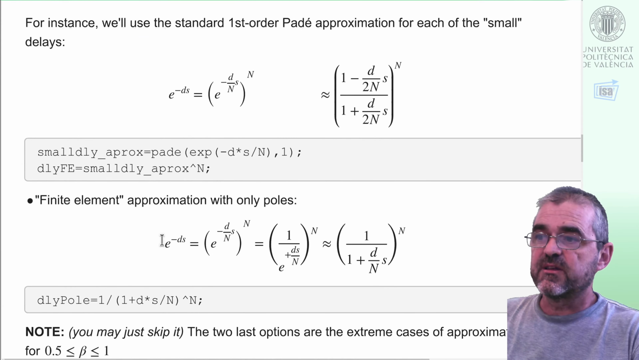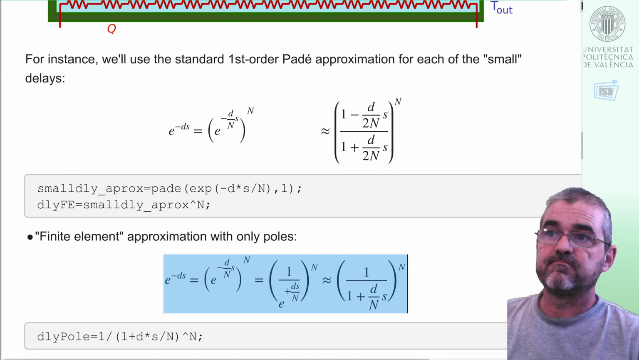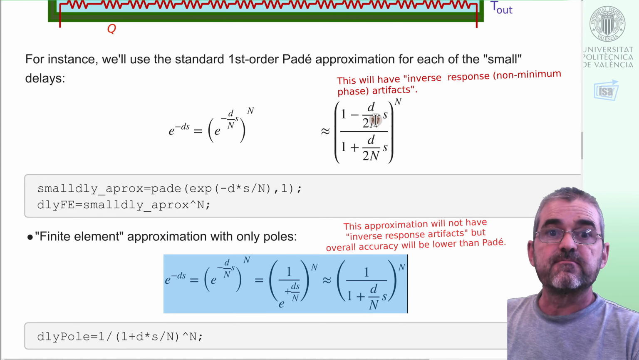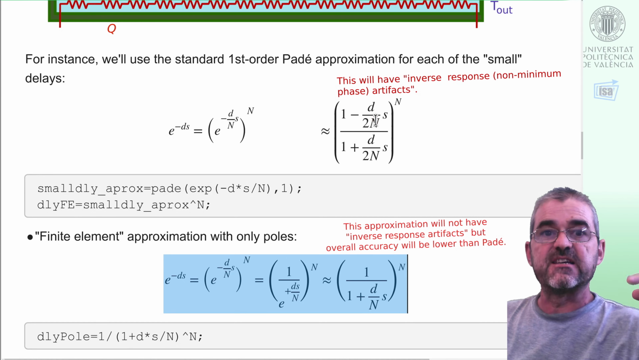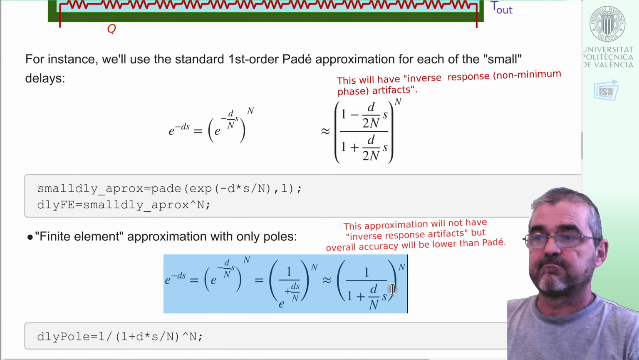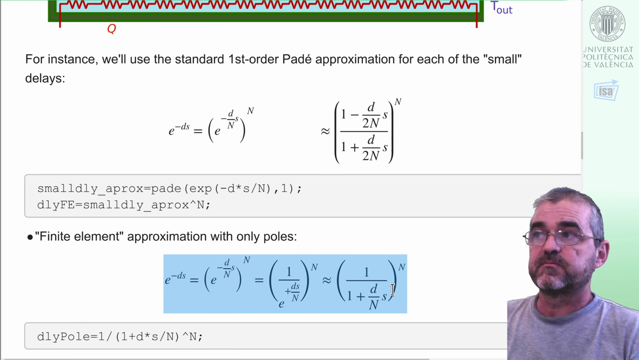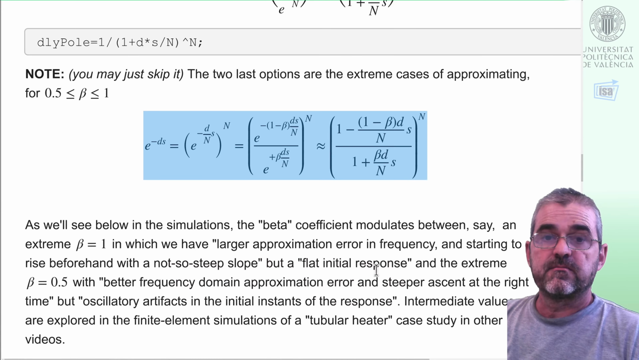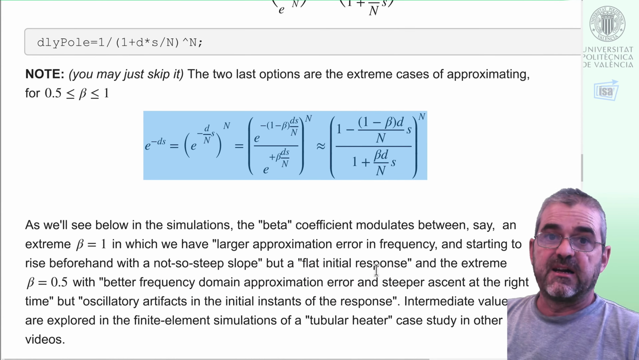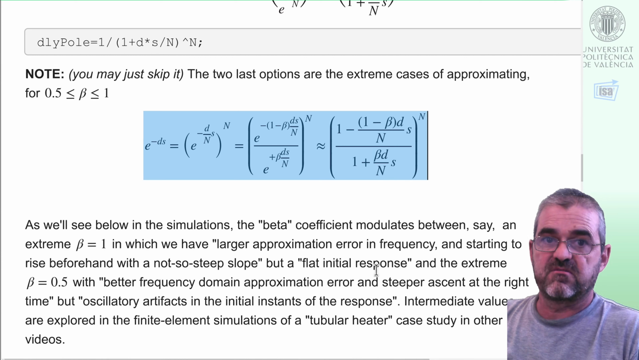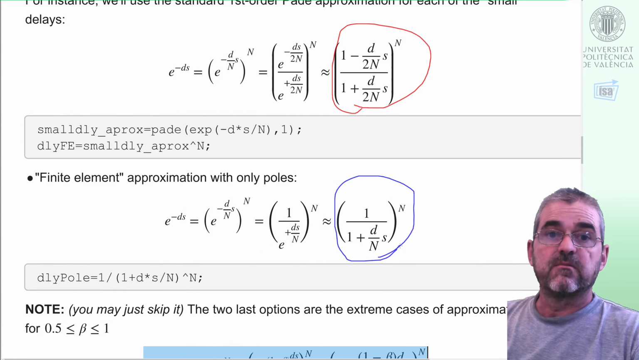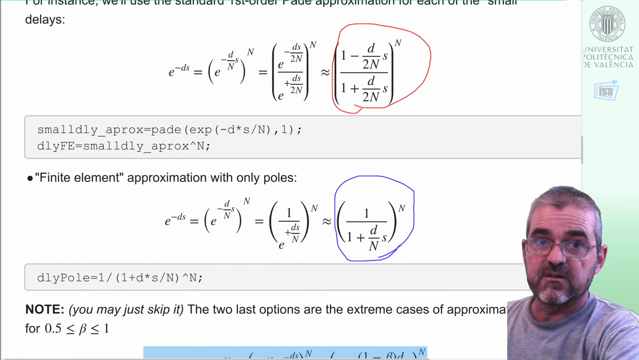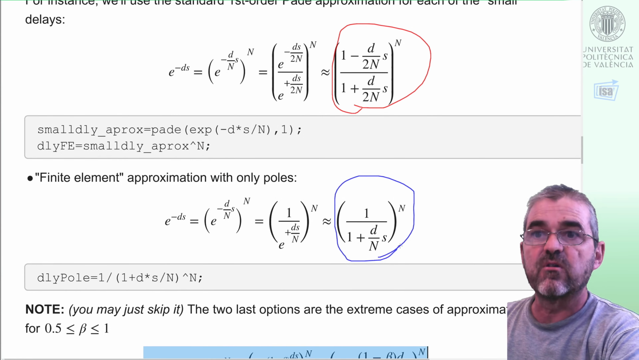As a last option, we will try this only-poles approximation, because, as we will see in simulation, these non-minimum phase zeros make some kind of inverse response and oscillations that we would not have in this case. So we will compare the high order Pade, the finite element with poles and zeros, and the finite element with only poles approximations. In fact, the two finite element approximations are extreme cases of this expression here. You may skip this, or pause the video and analyze that beta equal 0.5 results in this approximation and beta equal 1 results in this one. That beta is used in the heater simulations, but we'll forget about it here for brevity.